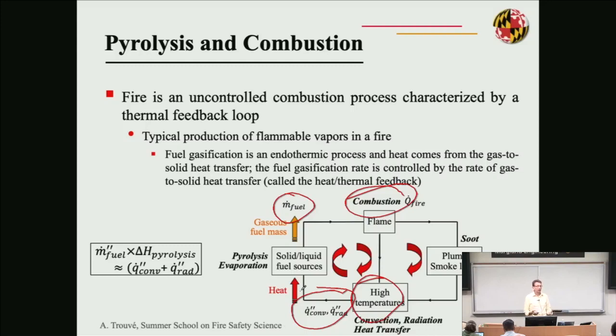You need to provide energy for this phase change to occur. So this heat that is coming back to the solid is going to be required to sustain or even amplify the burning process. So typically in undergraduate heat transfer, you typically come up with expressions that look like this.